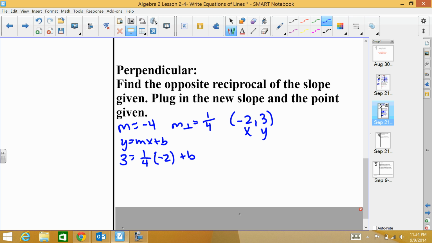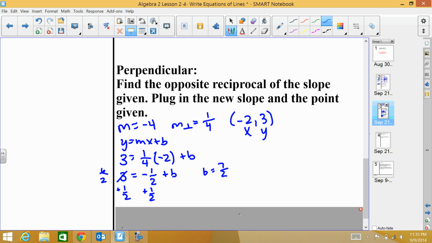So if I work this out, I get 3 equals 1/4 times negative 2, which would be negative 1/2, and then plus b. To solve for b, I would add 1/2 to both sides. I like to keep all of my numbers in improper fractions. So if I change 3 to be out of halves, that's the same as 6 halves. 6 halves plus 1/2 would be 7 halves. So b would equal 7 halves, or you can say 3.5 if you want the decimals.